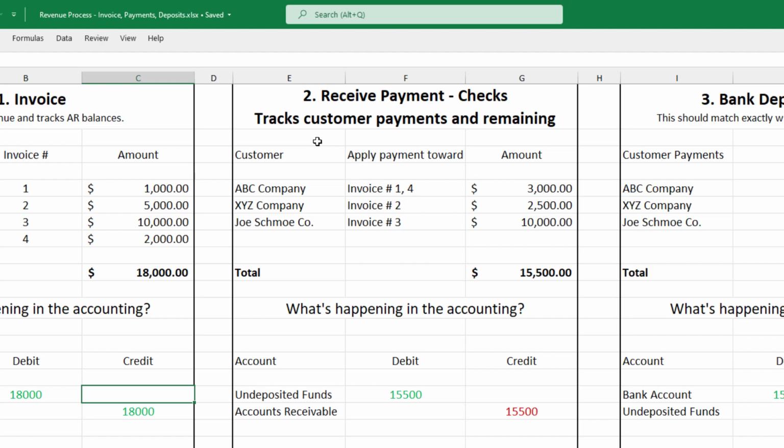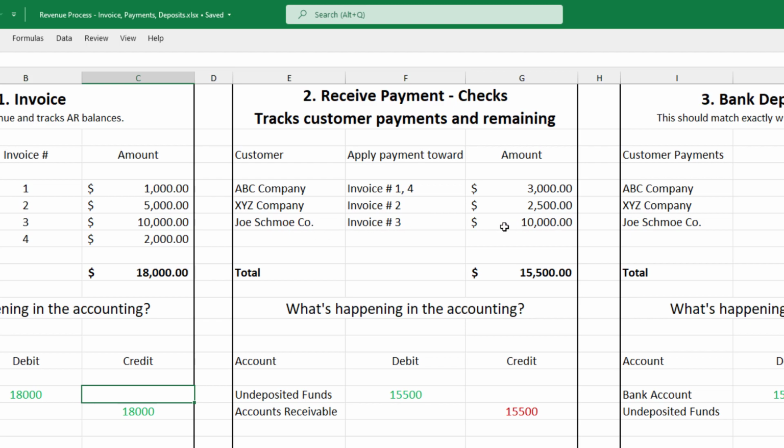Moving on over to the customer payments, what's happening here? So ABC company is paying for both of their invoices, for $3,000. XYZ company is only paying half of their invoice. So we're going to come back to the remainder there in a moment.